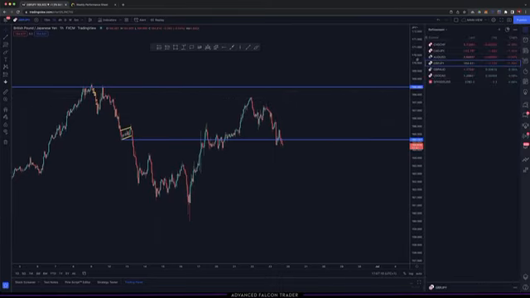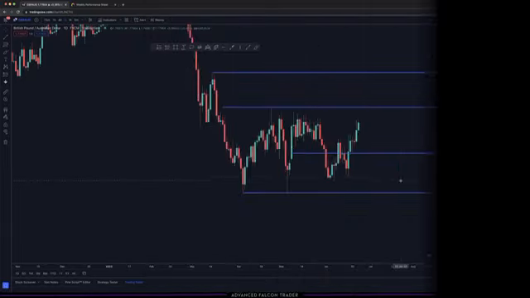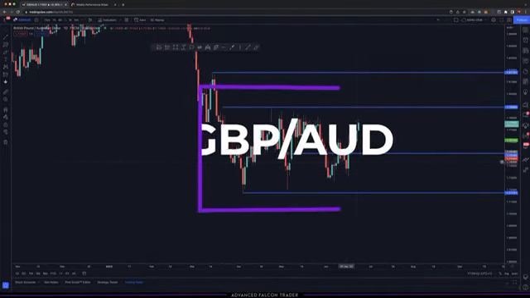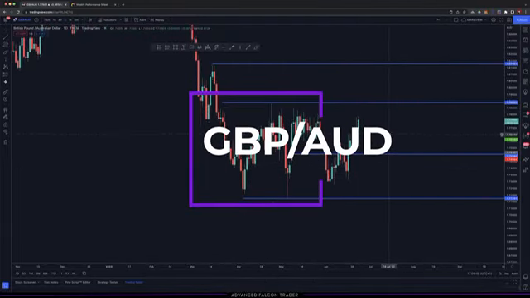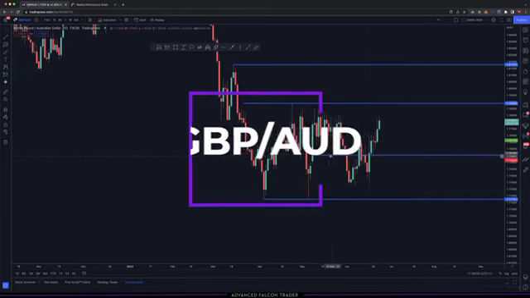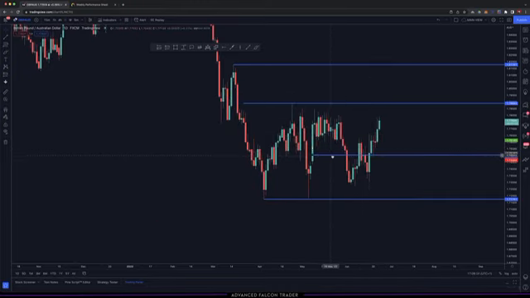So far we have CAD yen, Aussie dollar, pound yen. Now let's take a look at something a little bit different on pound Aussie. Right, guys, so this is pound Aussie. This is a simple example. This is actually a trade I was involved in, but I want to give you a bit of context as to how this could help with using the refinement.